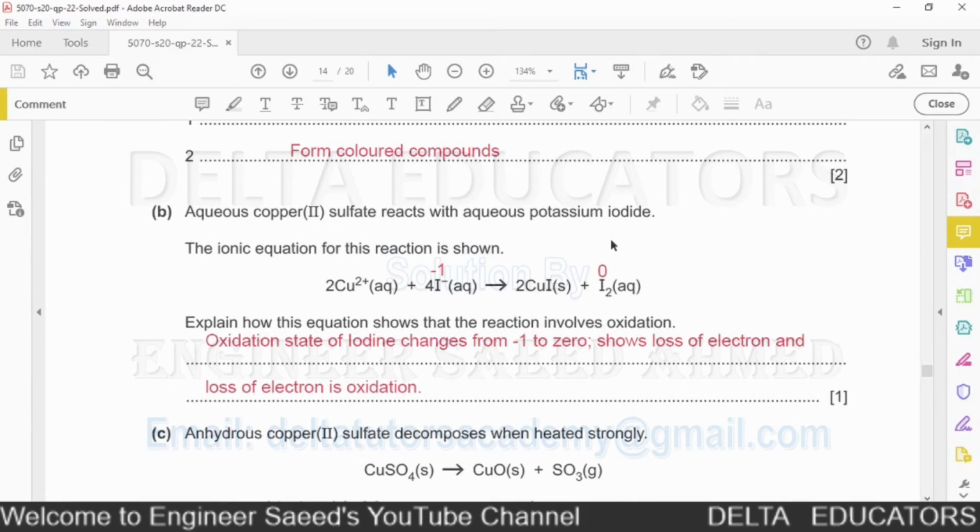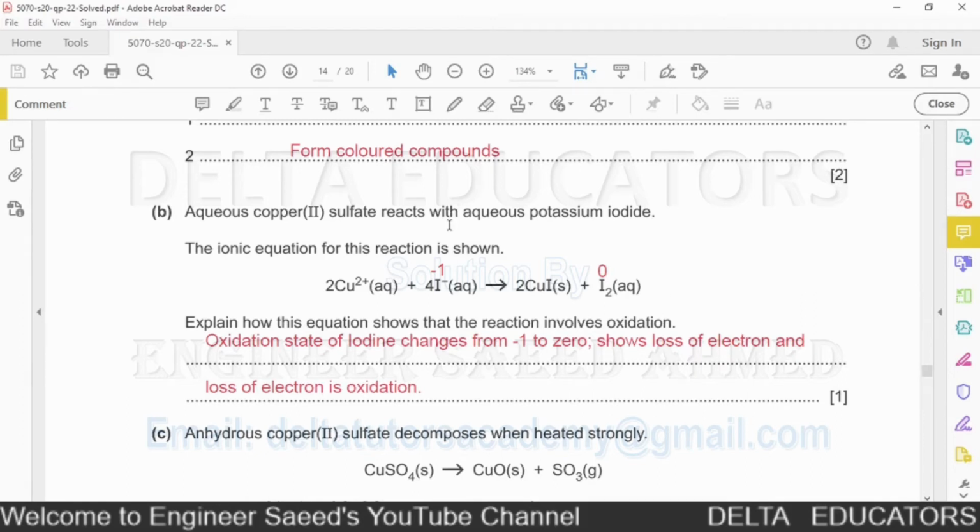Part B, aqueous copper sulfate reacts with aqueous potassium iodide. The ionic equation for this reaction is shown. Explain how this equation shows that the reaction involves oxidation. Oxidation means gain of oxygen or removal of hydrogen or removal of electron.